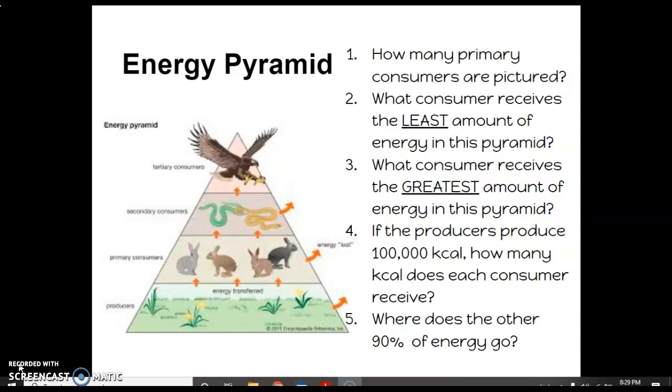Okay, so here you have an energy pyramid again. And there are 5 questions we're going to go over. I'm going to pause in between the questions and let you think about them a minute. You could even pause it if you'd like, and then we'll answer them together.